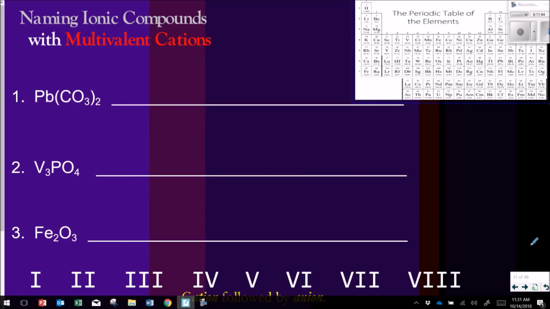Let's do a couple more examples. PbCO3 again, I know the charge on carbonate to be -2. I have 2 carbonates, so times 2, which gives me a total of -4 on the carbonate side. Therefore, on the lead side, I have to have a charge of +4. There is only one lead, so I have lead(IV) carbonate.